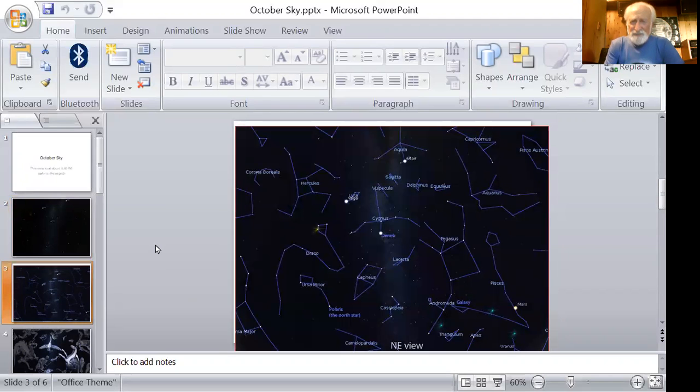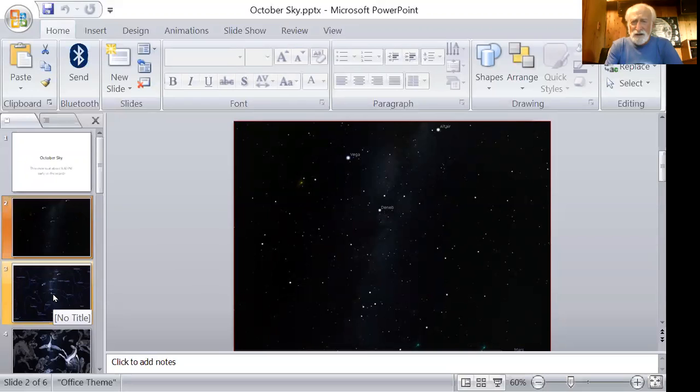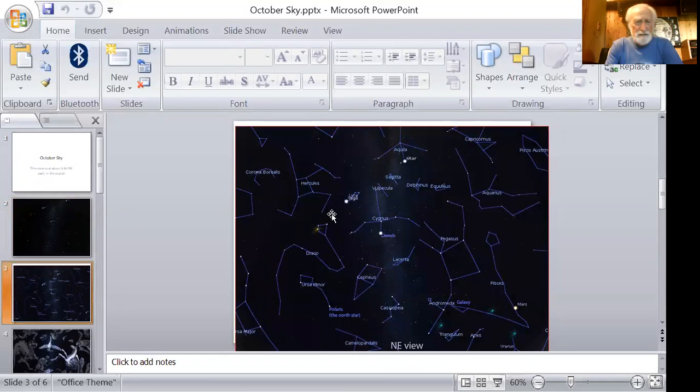Here we are. This is the same view of the night sky that we were just looking at back here. Stars are in the same place. Here's Vega, here's Deneb, and Altair is right up here. So there's your summer triangle. We don't have that drawn out, but we do have the other constellations drawn out.